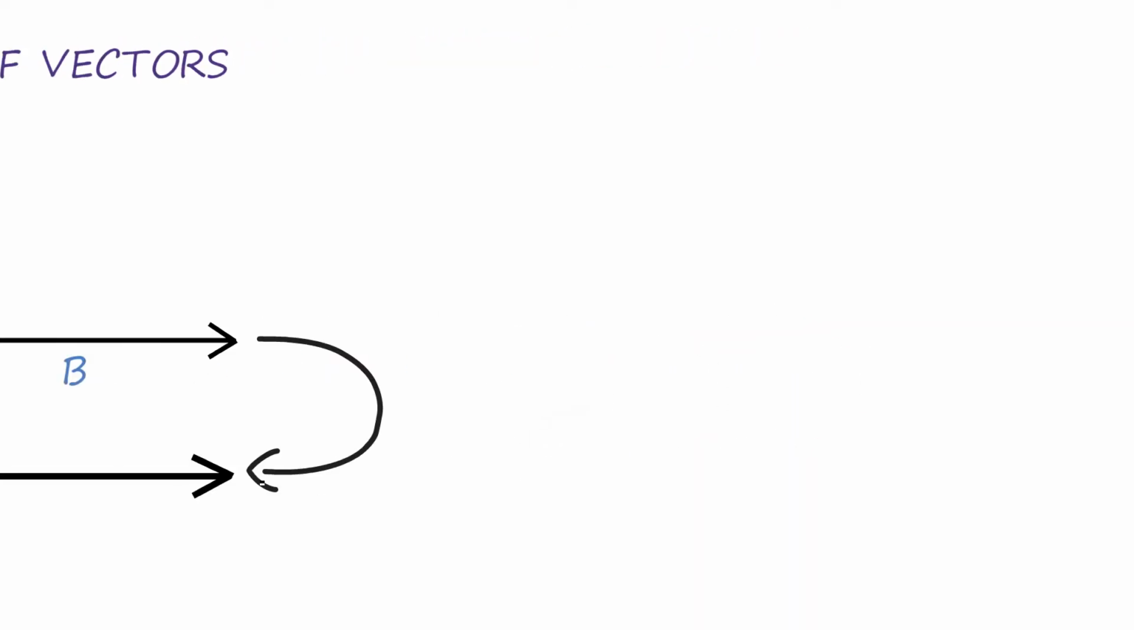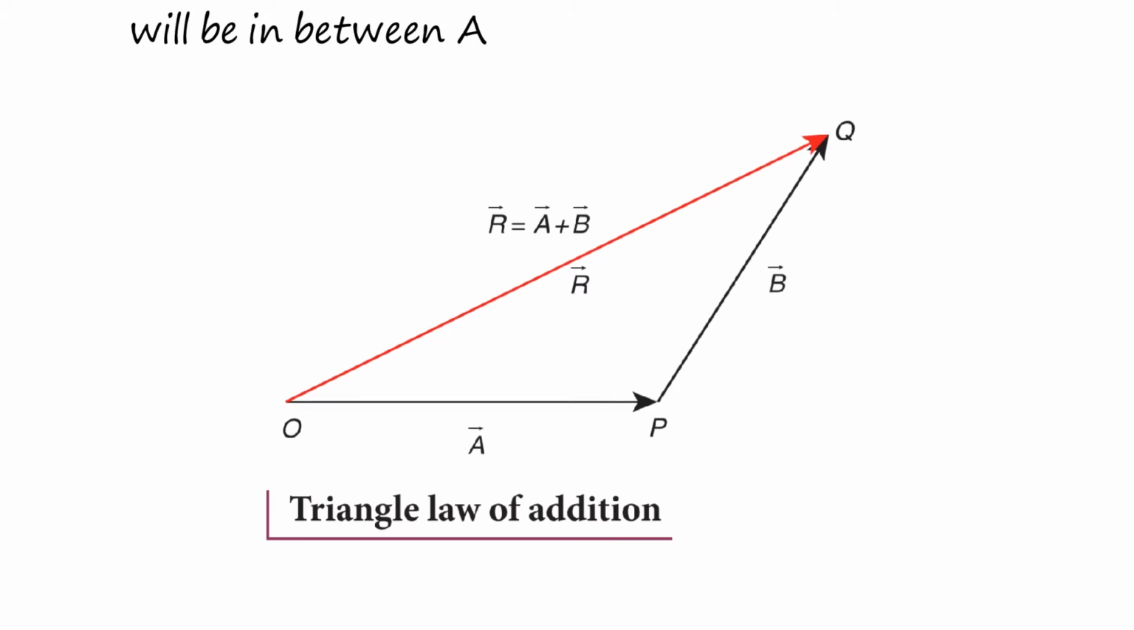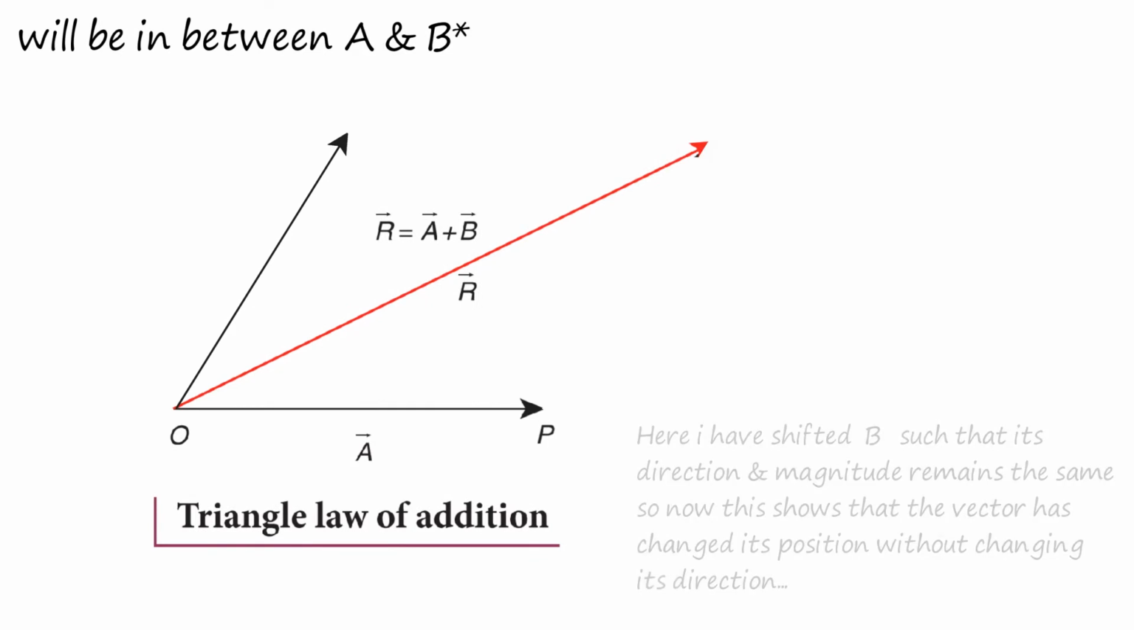But what if these vectors are in different directions? Now we have to get the resultant of these two vectors. You guys might also know this as the triangle law of addition. This basically means that if we have a triangle with two sides, A and B, then the direction of the third side will be the sum of A and B.